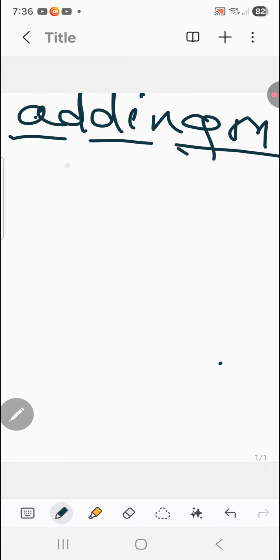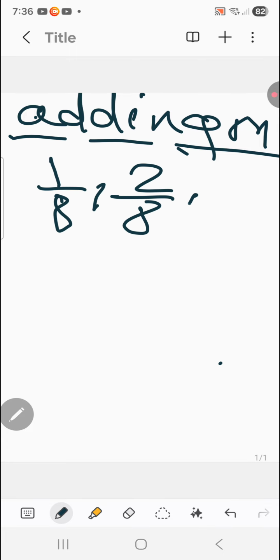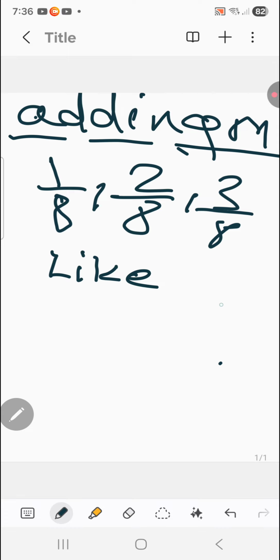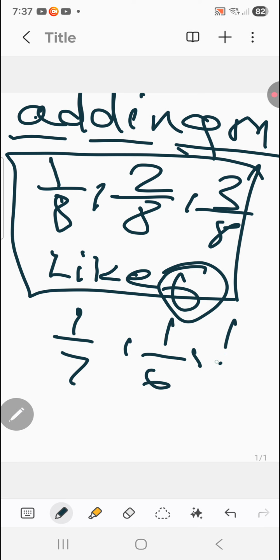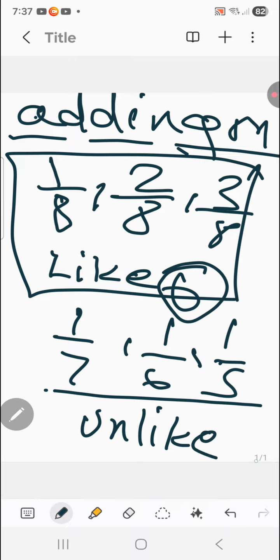Now let's go for adding fractions whose denominators are not the same. Numbers with the same denominator are called like fractions, and numbers with different denominators are called unlike fractions. It can be in any order but with different denominators. You can just copy this down if you want, because I'm going to erase it.